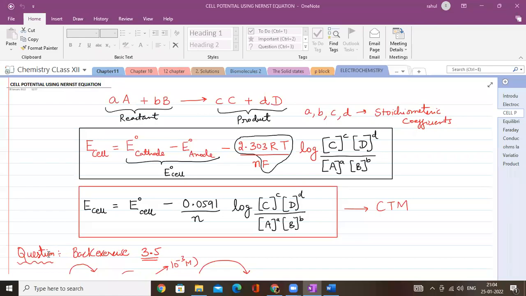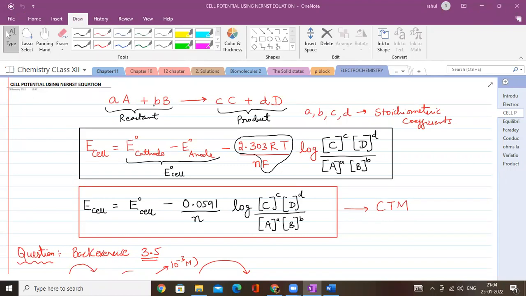Beta, we have actually calculated the electrode potential by using the Nernst equation in the last class. Today, we are going to calculate the cell potential, of course, by using the Nernst equation. Suppose I have an equation where a moles of A is reacting with b moles of B, giving c moles of C and d moles of D, where small a, b, c, d are basically the stoichiometric coefficients.